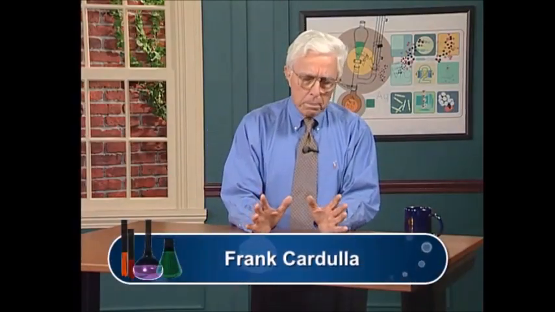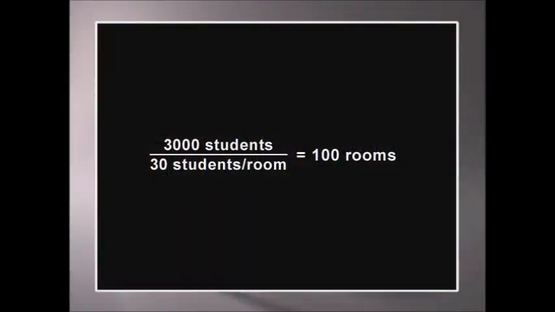In the first lecture in this series, you were presented with the following problem. There are 3,000 students in a high school. There are 30 students per room. How many rooms are there in the high school? Now you immediately deduced that the answer obviously was going to be 100 rooms.